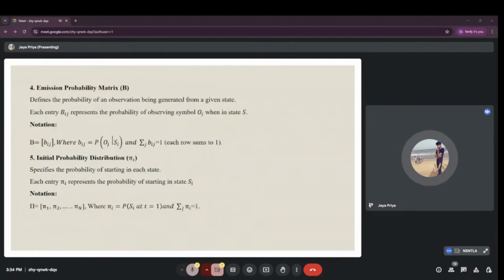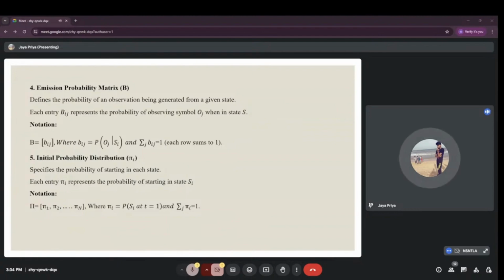The next component, the emission probability matrix, is denoted by capital B. It gives the probability of an observation being generated from a given state. Each entry Bij represents the probability of observing symbol Oj when in state Si. The notation is given by.